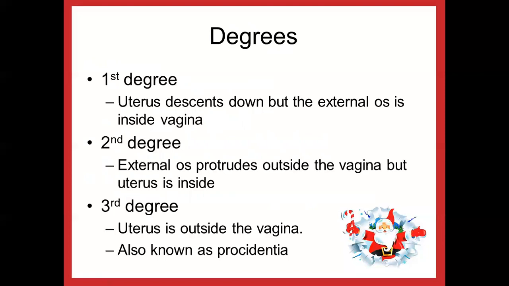In the first degree, the uterus will be descending downwards, but the external os is inside the vagina. In the second degree, the external os comes outside the vagina, but still the uterus is inside. And in the third degree, the complete uterus will be outside the vagina. And this case is also known as procidentia.